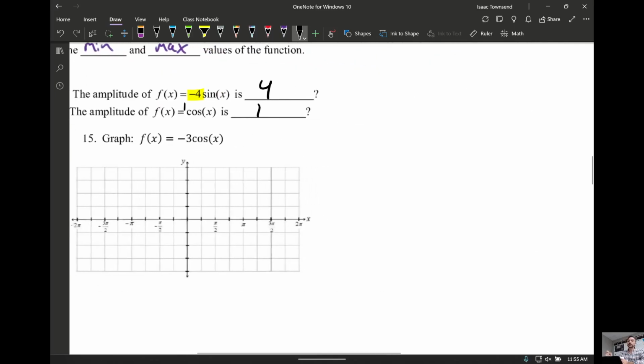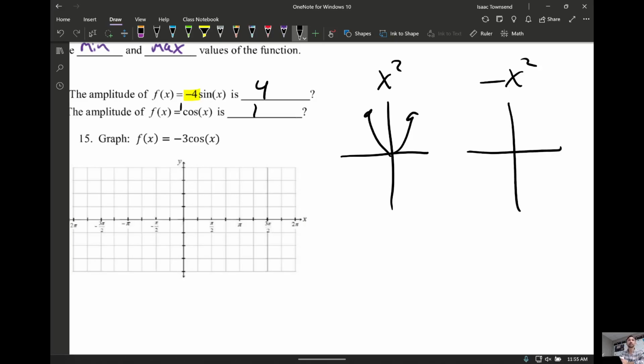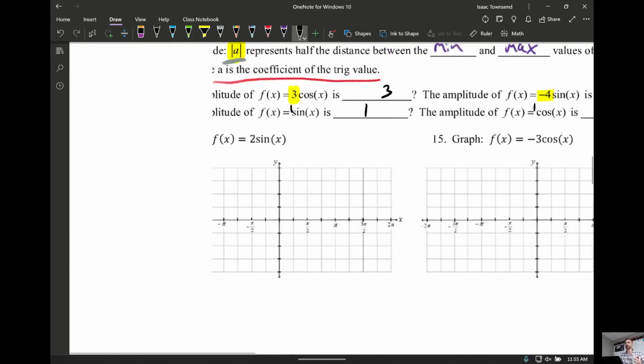Now, that negative still comes into play, but just so you guys know, that negative will be similar to what you did in algebra class. If you know what x squared looked like, what happens if you multiplied it by a negative? Yeah. Right, it flips over the x-axis. So this graph, even though I don't think I'm graphing this one, would look like the sine graph, but the wave is going to be 4 times higher. It's going to go as high as 4 and as low as negative 4, but then also you would have to flip it over the x-axis because of that negative.